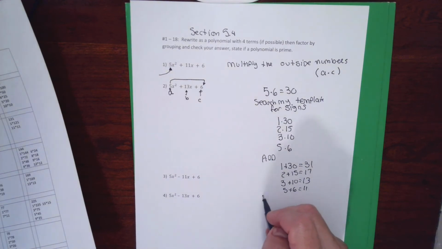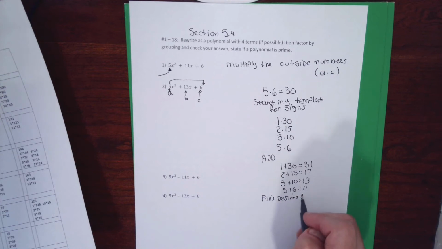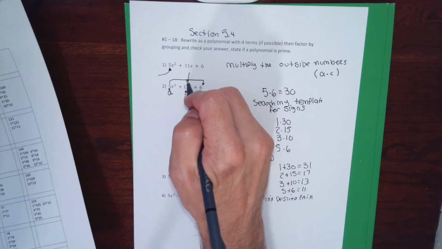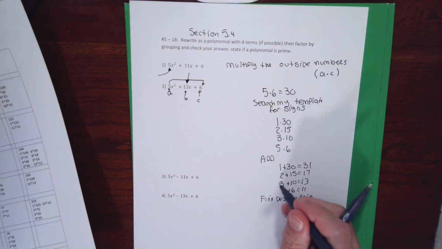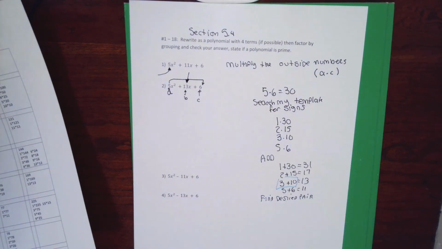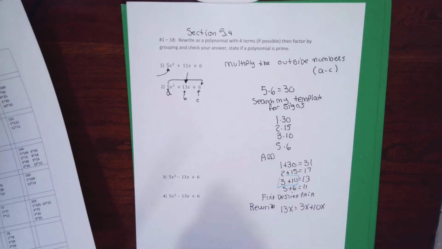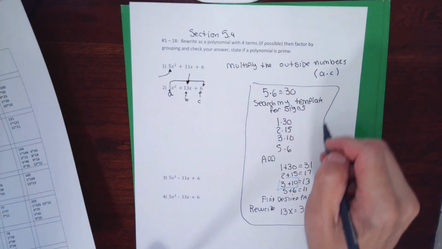Find the desired pair next. And of course, just like when we did grouping factoring in section 5.3, the desired pair is going to give me the 13, which is going to be the 3 and the 10. So now, in this problem, I rewrite the 13x using those 2 numbers, 3 and 10. That's all the side work that I need to do.